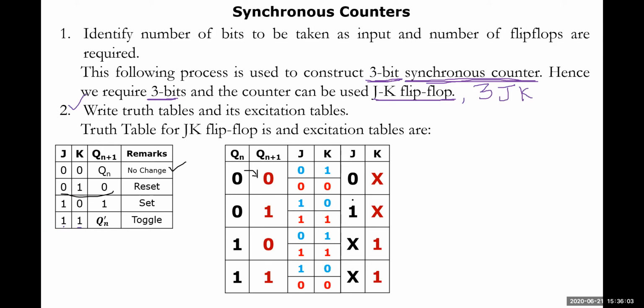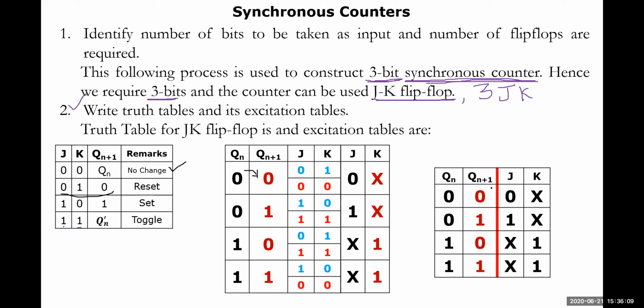And if you condense this complete explanation into a 4 by 4 matrix, it seems like this. 0, 0: the present state Qn and the next state are both equal to 0. So J must be equal to 0, and K might be either 0 or 1. You may produce either 0 or 1.